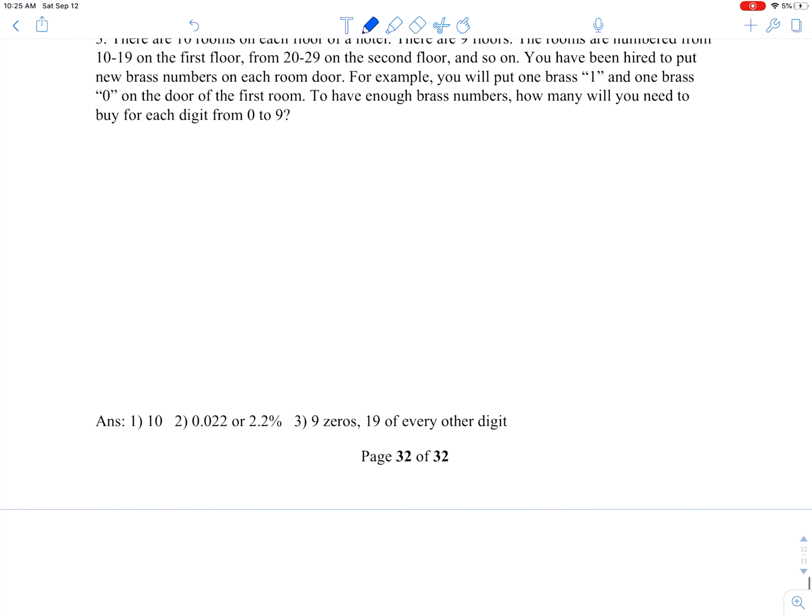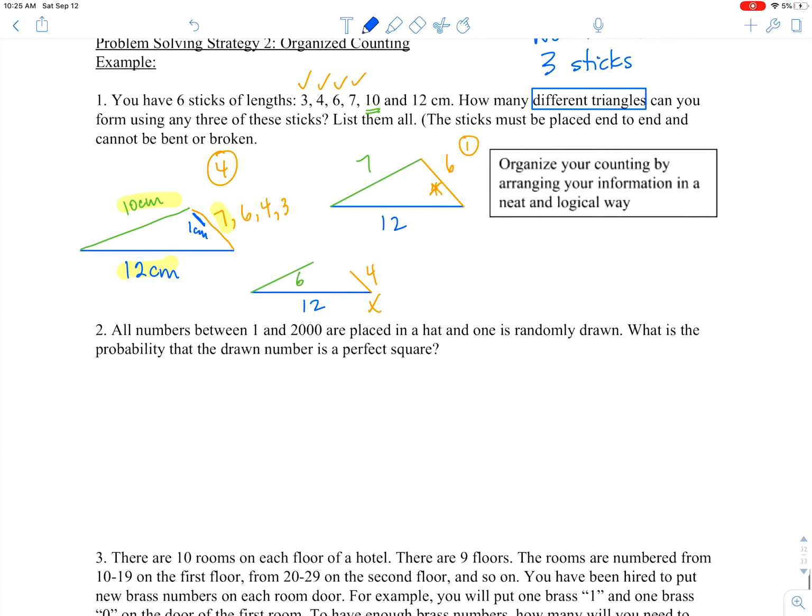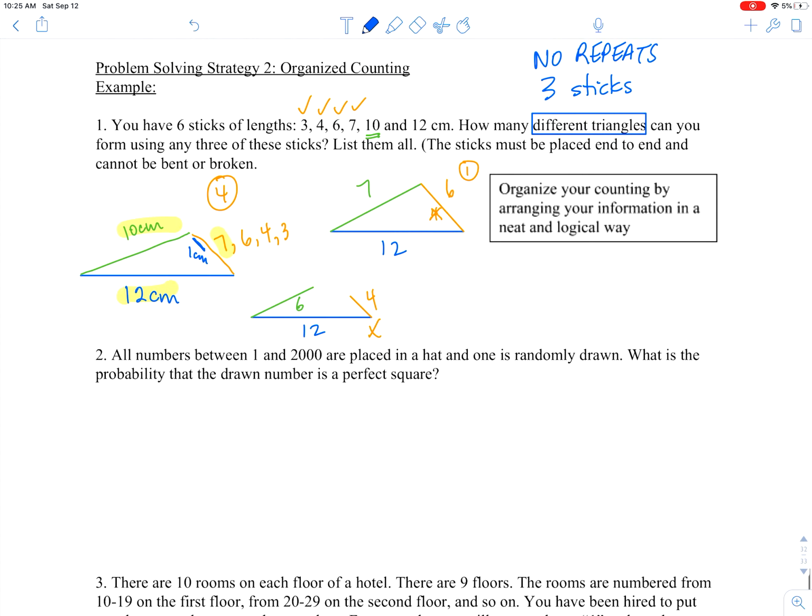Questions 2 and 3 we're also going to do in class because I think it's going to be really important for you guys to try without me showing you anything about them.